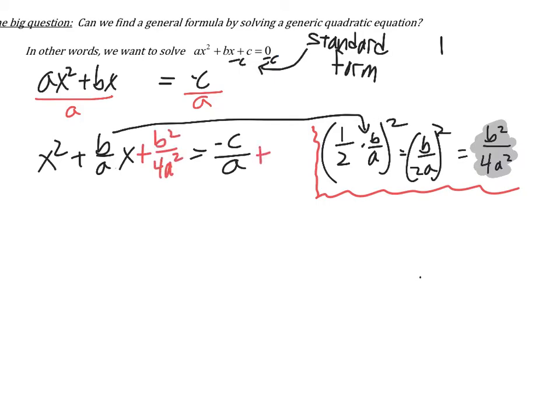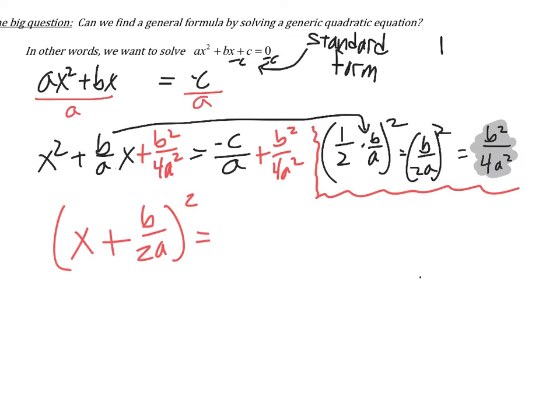Now, you might be getting a little scared here, but don't worry. It's all going to come out nice in the end. Now, the nice thing about what we just did is we know that this side, as ugly as it is, will factor because we completed the square. It's going to be x plus something, squared. What is that something? Well, that's always half of this coefficient. And half of b over a is b over 2a. All right? So it's b over 2a.